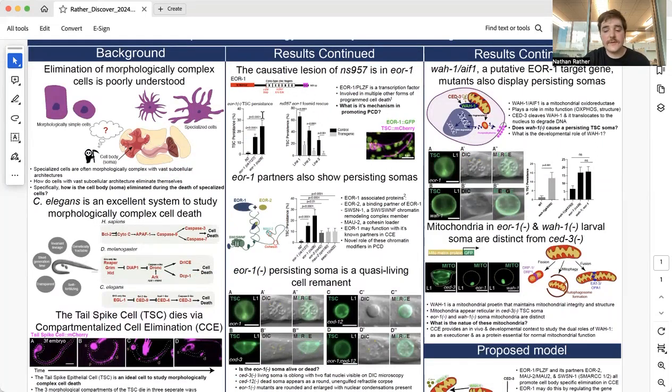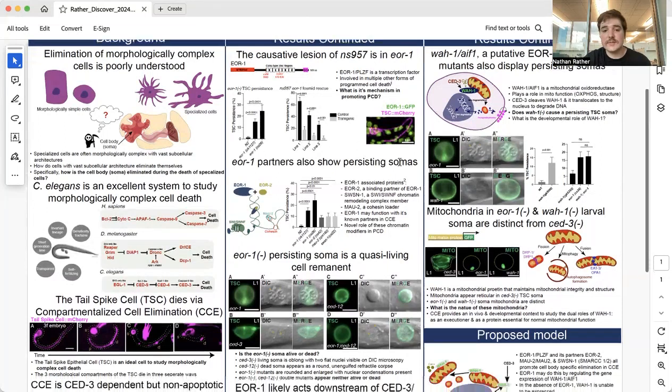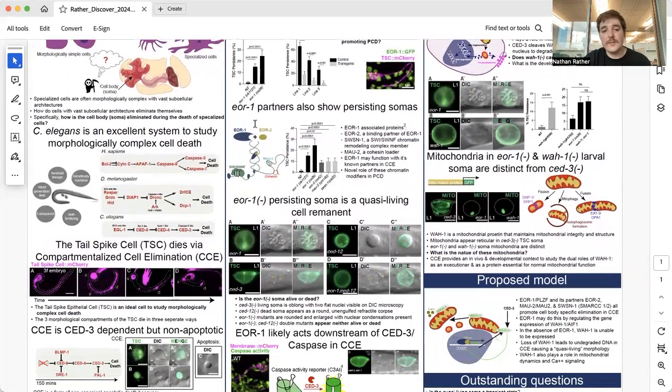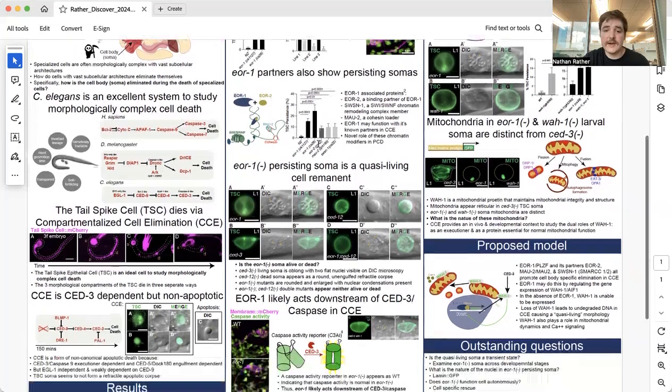Multiple different loss of function EOR-1 alleles phenocopied NS957's defect, and EOR-1 reintroduced into NS957 rescued the defect. EOR-1 is also expressed in the tail spike cell. And a number of binding genetic partners for EOR-1, EOR-2, and a number of chromatin modifiers, loss of function alleles for these genes also have a persisting soma defect.